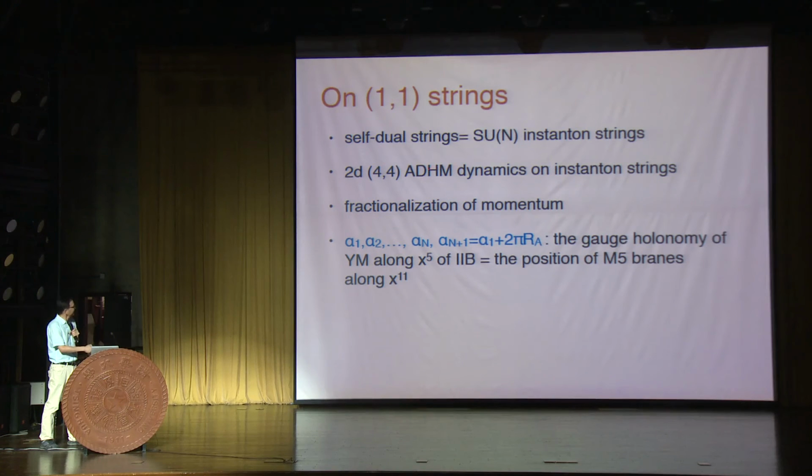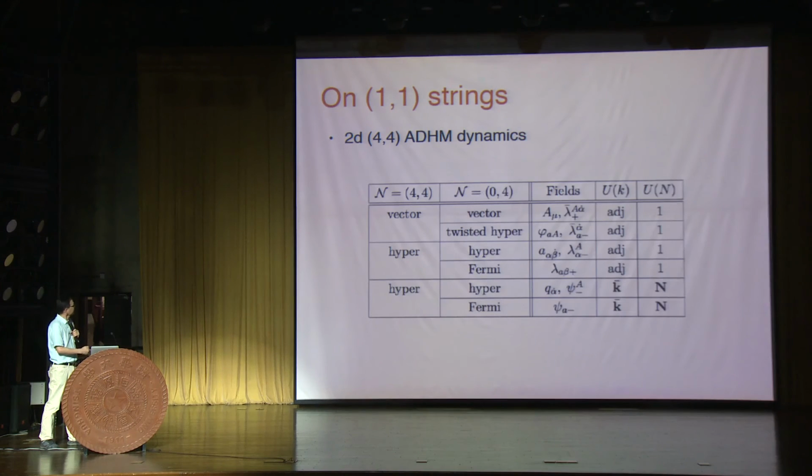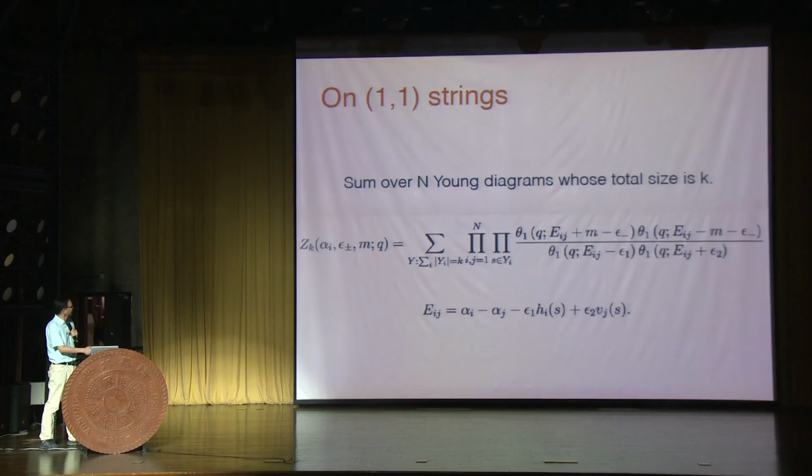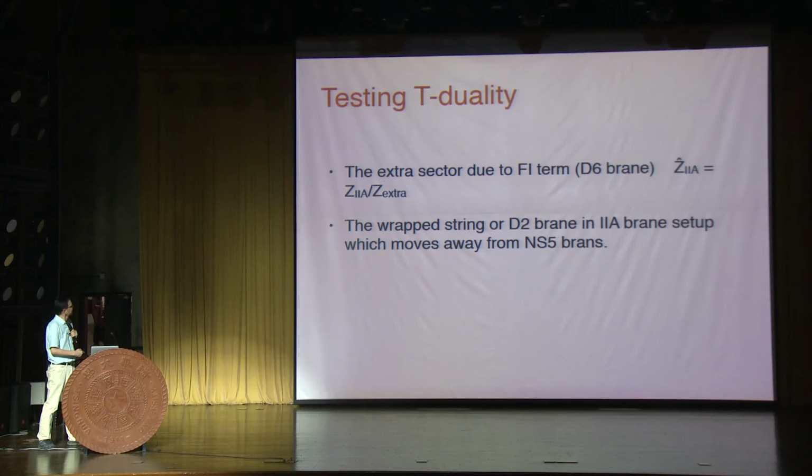And now in this case, there is no fractionalization of strings; rather there is a fractionalization of momentum, because one can turn on the SU(N) gauge holonomy along the circle. So here one can write down the dynamics, which again we saw before, and one can get the exact partition function of the string in the 1,1 case for k instantons, which is a formula one can obtain, started by the work of others and then developed further, and this is the exact form. So with the two results, one can test T-duality.